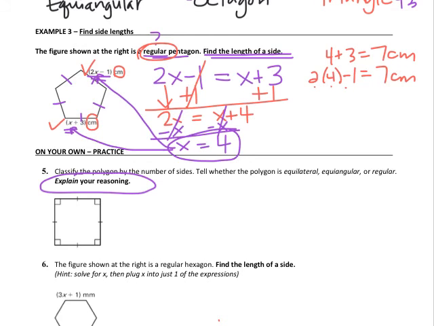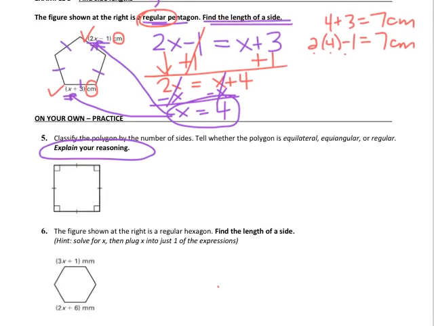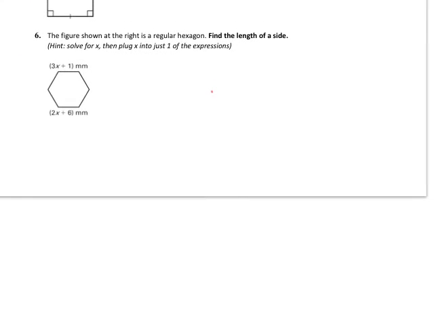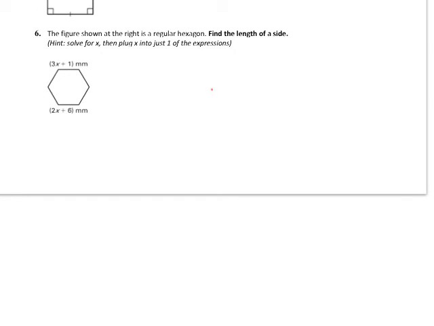Okay, so in the last on your own problem, you're going to need to do something similar, and I did put a little hint here for you. Remember to solve for x and then plug x into, you can just plug it into 1 to verify, but I do need to find the length of one of the sides. In this case, they gave you millimeters as the measurement. Okay, so you're going to be looking to solve for x and then plug it back in to find the length of one of the sides of the regular hexagon.